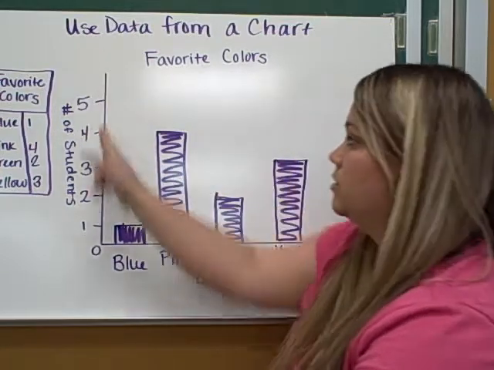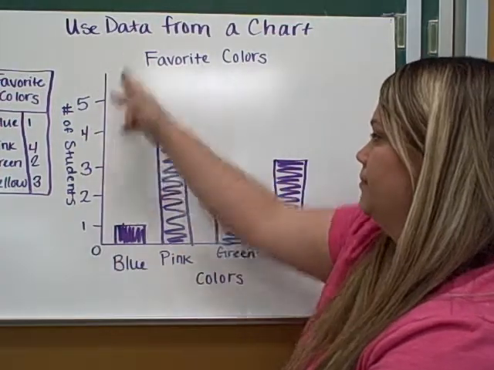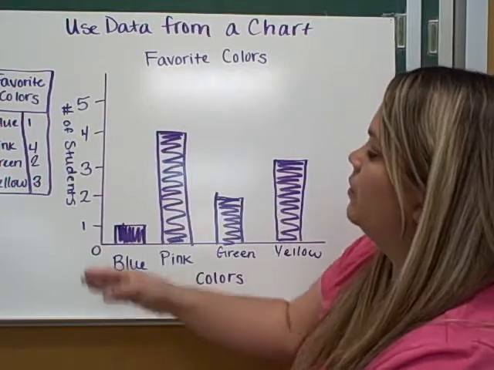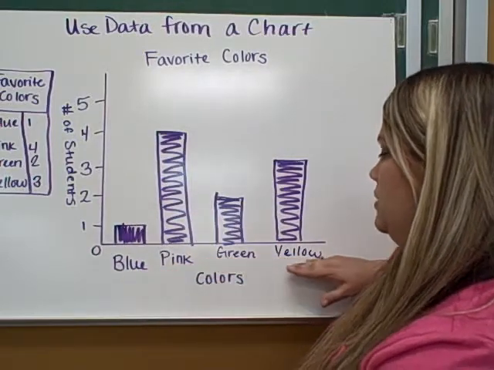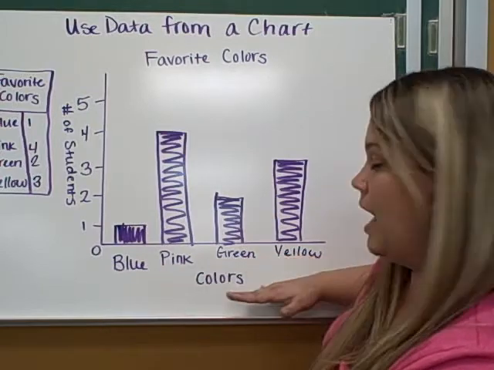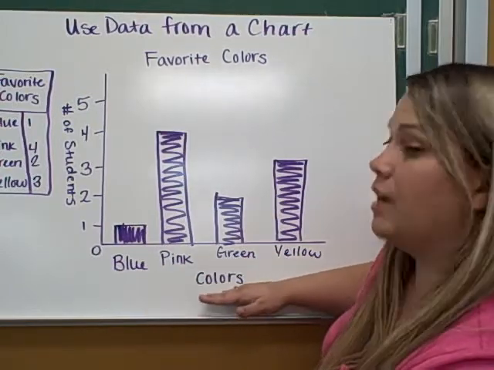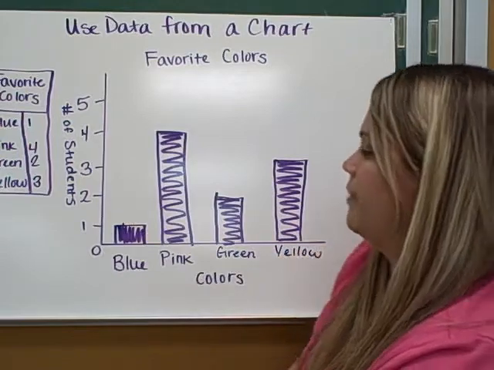So first we draw our axes, okay? And then we label them. At the bottom, we put our different colors that were the options, and then this is where our label goes, colors, so we know what we're looking at.